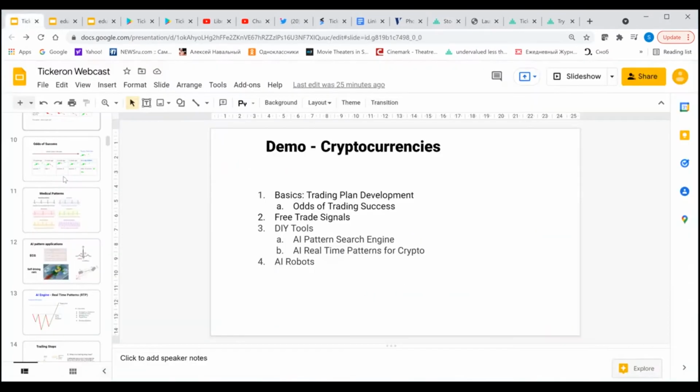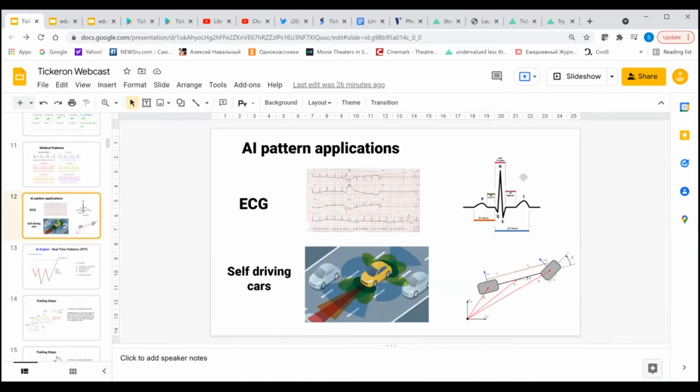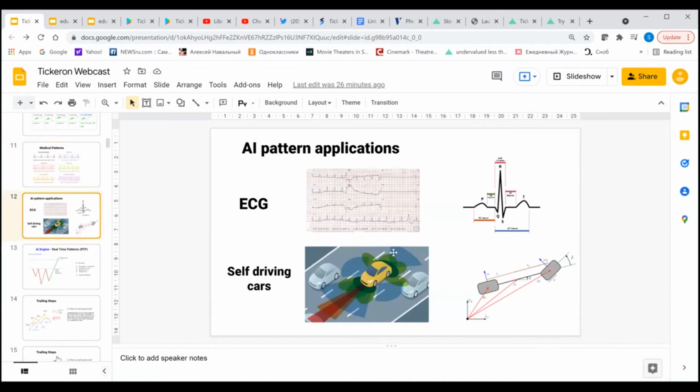From the presentation standpoint, think of medical patterns, let's say an EKG, where there's a normal rhythm of the heart rate in the picture. The doctor looks at specific shapes and dimensions, and if there are abnormalities, the doctor says this is arrhythmia. These days, computers read these charts much better than doctors and recognize abnormalities faster and more precisely. It's the same for pattern recognition in self-driving cars.